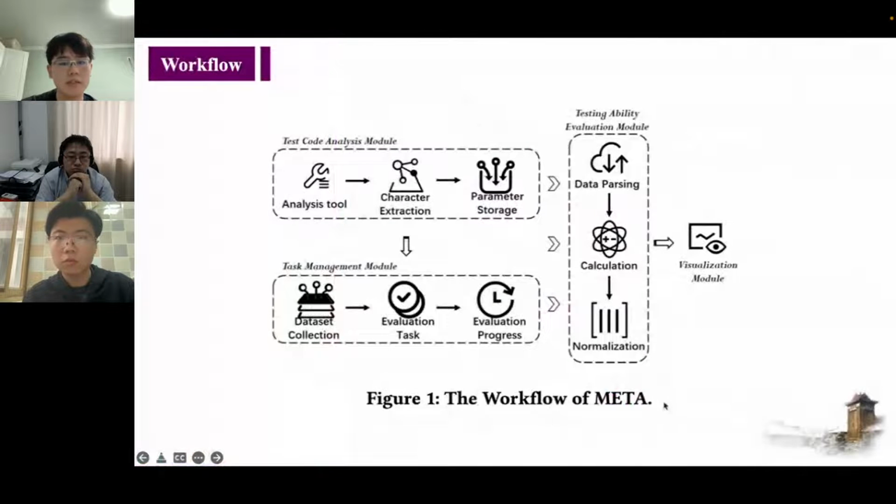Here is the workflow of Meta. The workflow of Meta is divided into 4 modules. We design the test code analysis module to perform analysis tasks, such as efficiency and coding style analysis. We design the task management module to manage evaluation tasks, including the creation and deletion of tasks and the query of the status of the evaluation tasks. The testability evaluation module is designed for establishing a testability evaluation indicator system using the 7 dimensions mentioned above, and the last module, the visualization module, is designed to display the evaluation results.